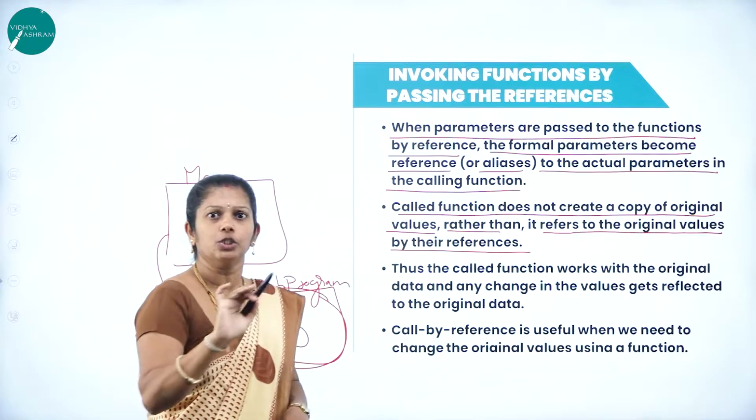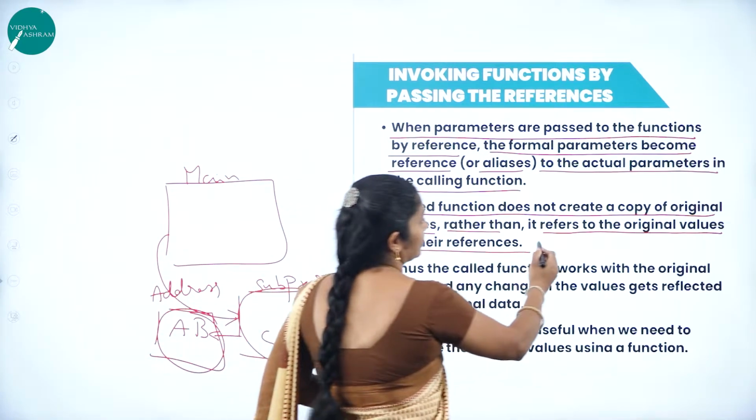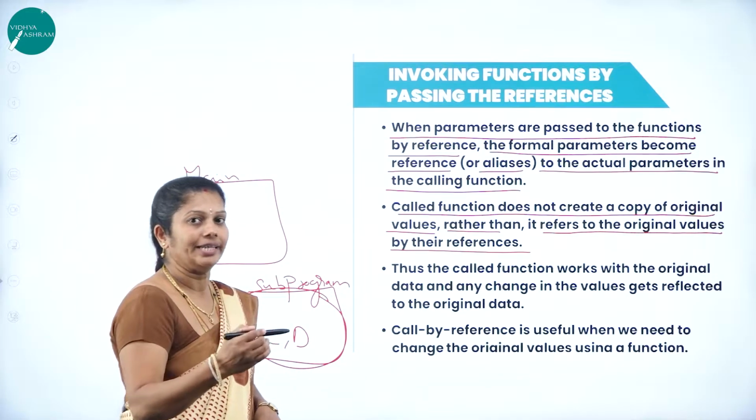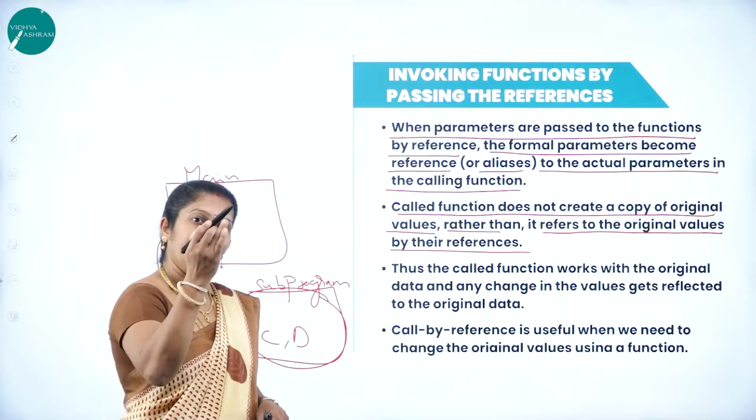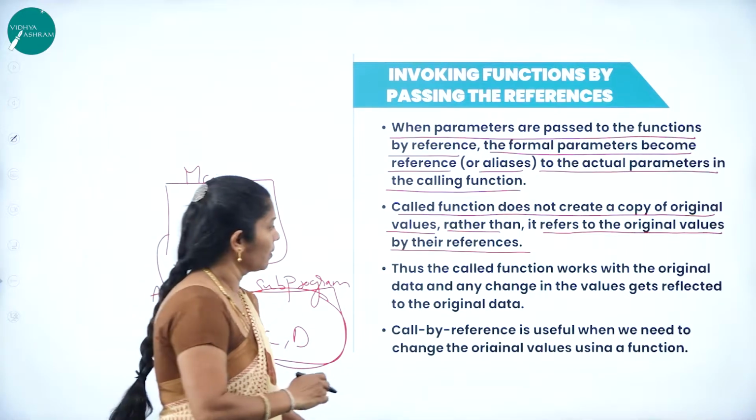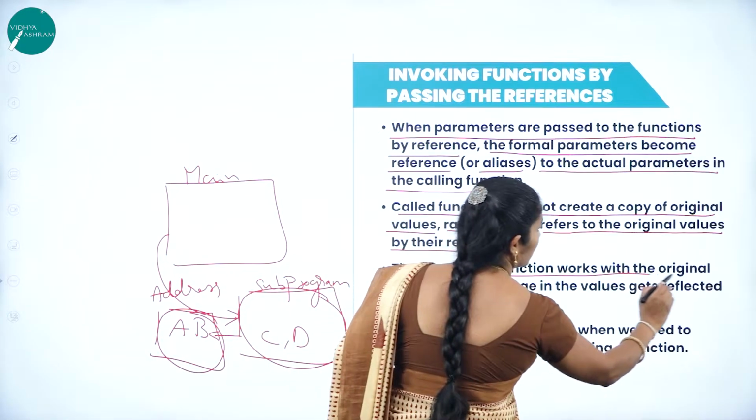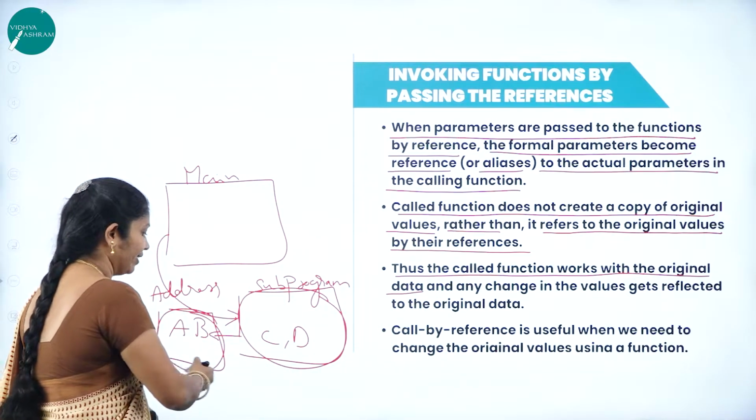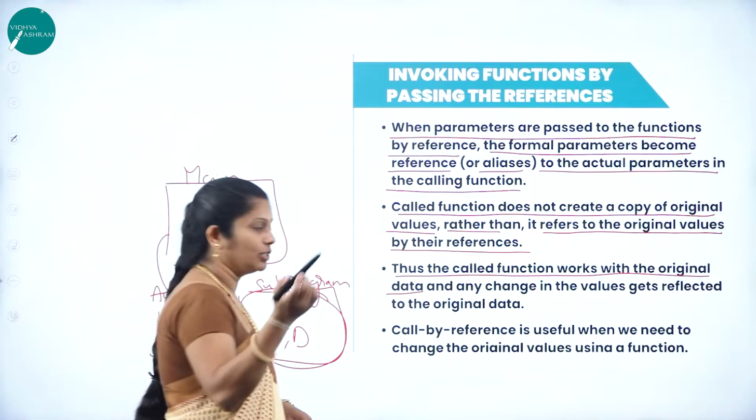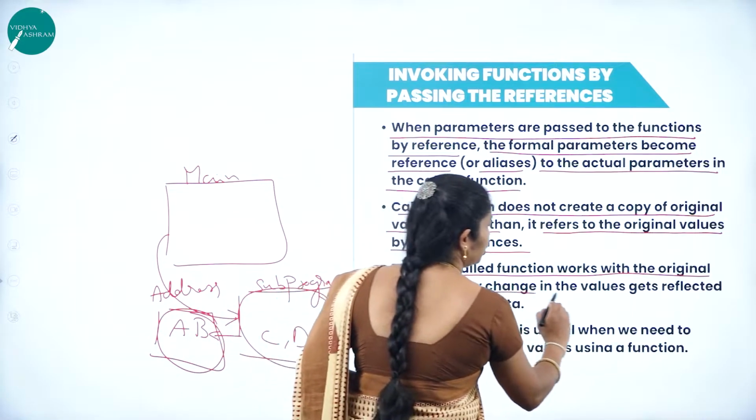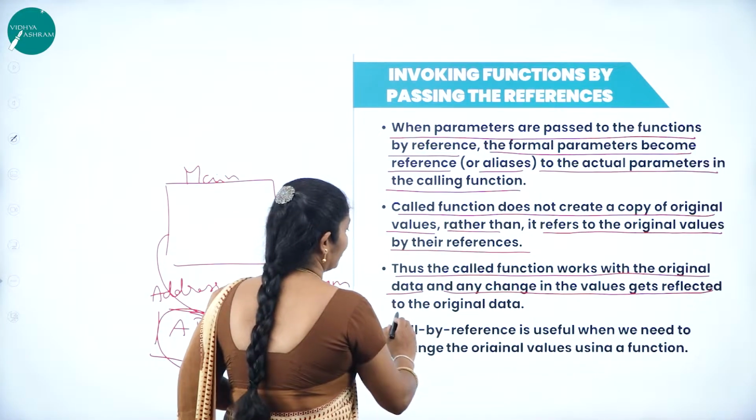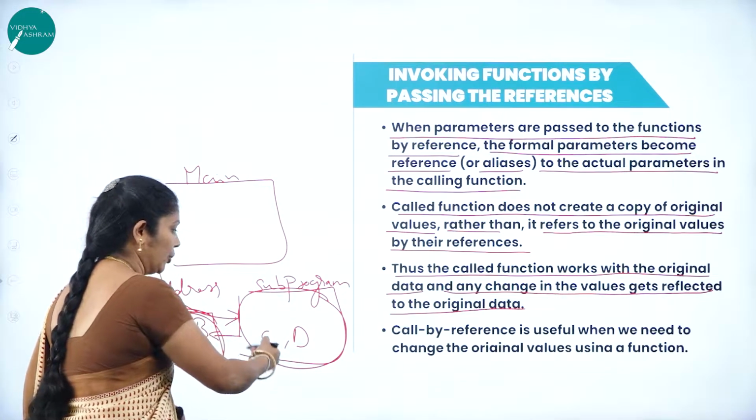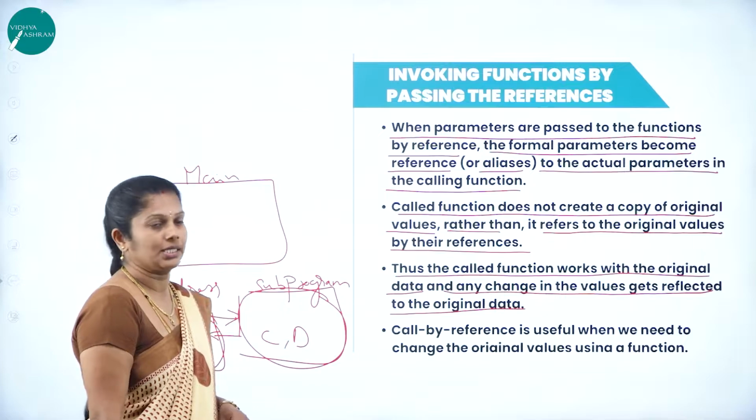It will not create its own copy. Rather, it refers to the original value by its reference. On that address, whatever data is present, it works on the same data itself. Thus, the called function works with the original data only. Any change in the values gets reflected in the original value. If I change the value here in the subprogram, that also affects the main program.